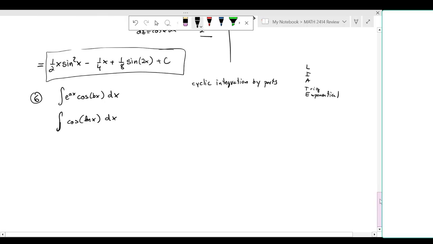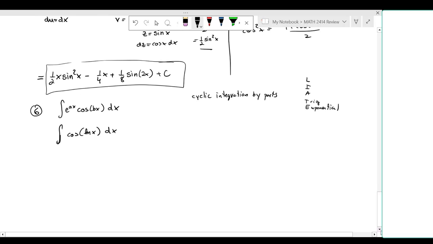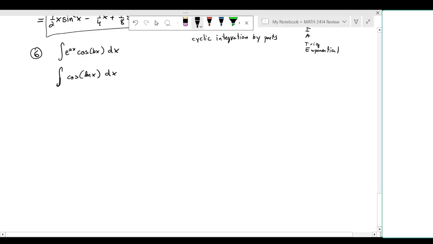Just in case. Or, let's actually do B first. Okay, we'll do this one first. Really, there's not much choice here if you're going to use integration by parts for what u should be and what dv should be. So what should u be?